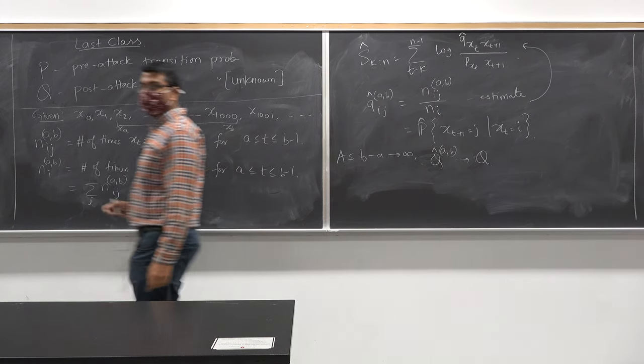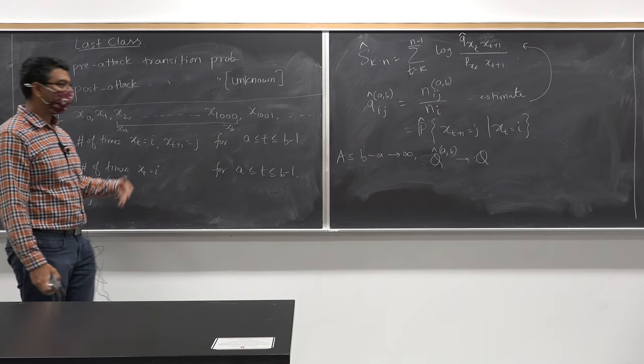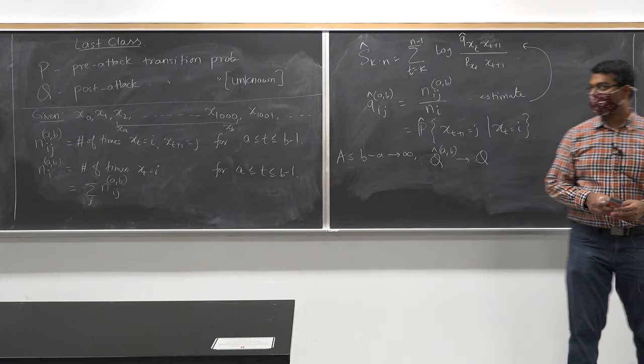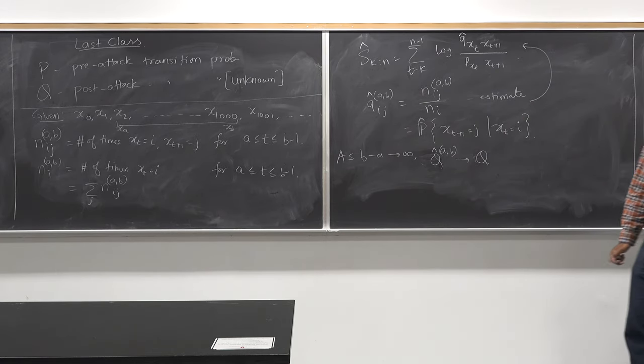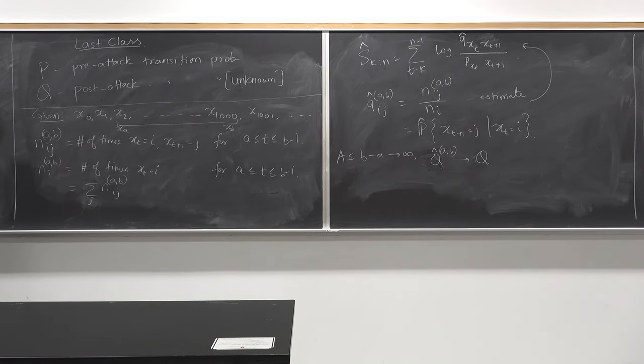Any questions on this part, on the estimation part? Much of the attack detection literature coincides with anomaly detection literature, and much of anomaly detection literature coincides with change detection literature. These are all interconnected topics. What we are studying is change detection algorithms, but you can specialize it to attack detection, under the situation that you know Q, the post-attack matrix, or you don't know Q.